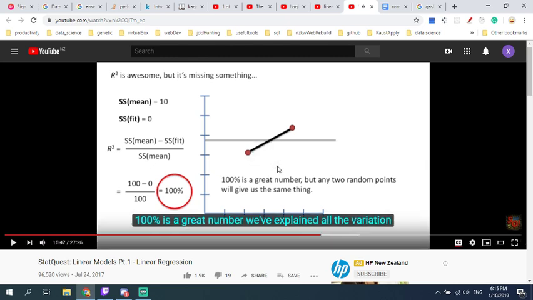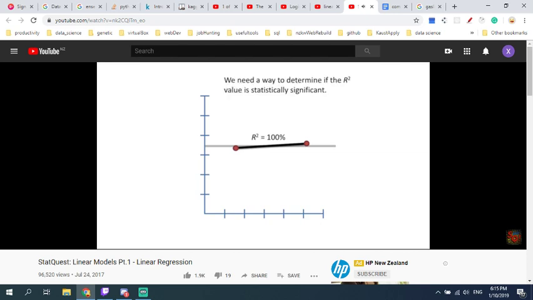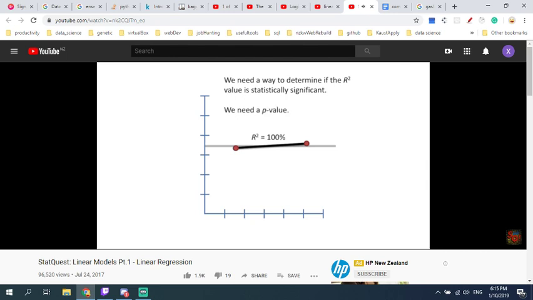100% is a great number. We've explained all the variation, but any 2 random points will give us the exact same thing. It doesn't actually mean anything. We need a way to determine if the r squared value is statistically significant. We need a p-value.